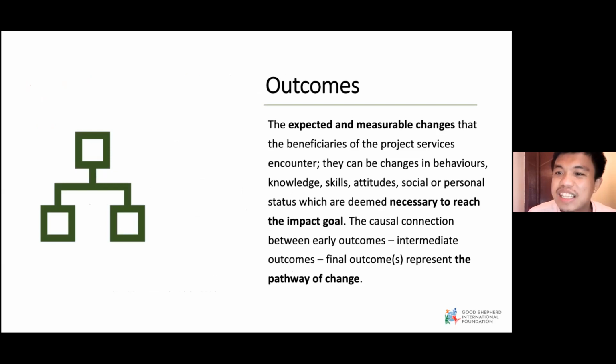They can be changes in the behavior. So see here, these are the kinds of outcomes that we could develop. It could be a behavioral change, a change in skills, knowledge, or an attitudinal change, or a social or personal status change, which are deemed necessary to reach the overall goal. The causal connection between early outcomes, intermediate outcomes, and final outcomes represents the pathway of change. More on this we can discuss when we do the log frame exercise next month.